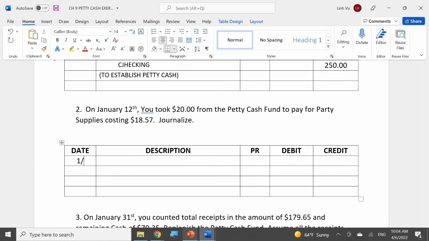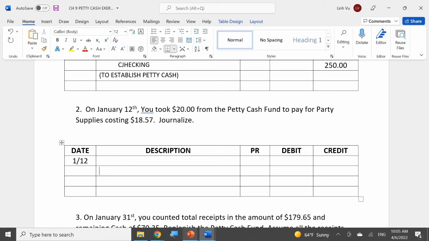So it would be petty cash for 20. No. Checking account. No. Supplies. No. Oh. 20. How do you spend the petty cash money? In cash.